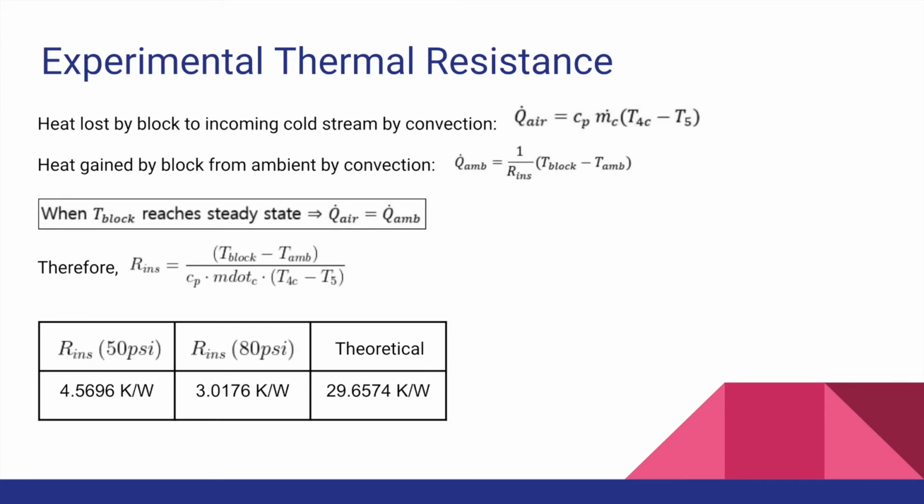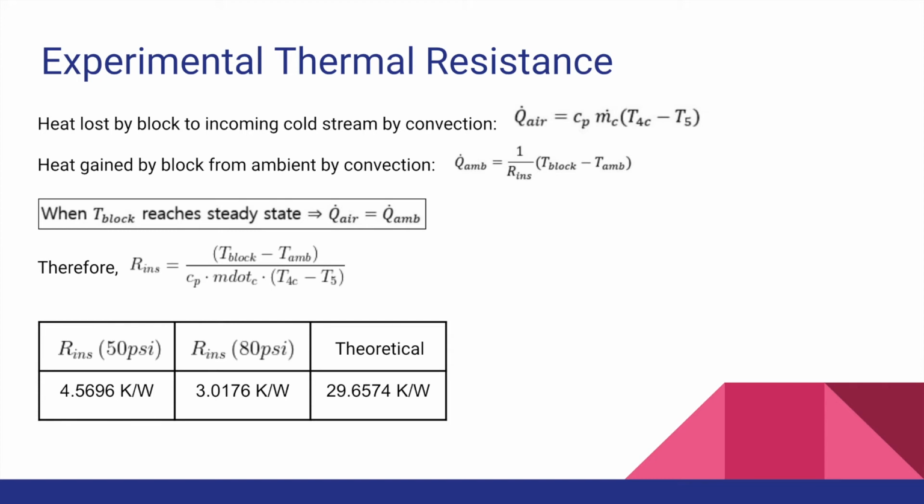On the other hand, the experimental thermal resistance was found by equating the heat loss by the block to the incoming cold air stream by convection, or Q dot air, to the heat gained by the block from the ambient air by convection, or Q dot ambient. At steady state, these two values, Q dot ambient and Q dot air, are equal to one another.